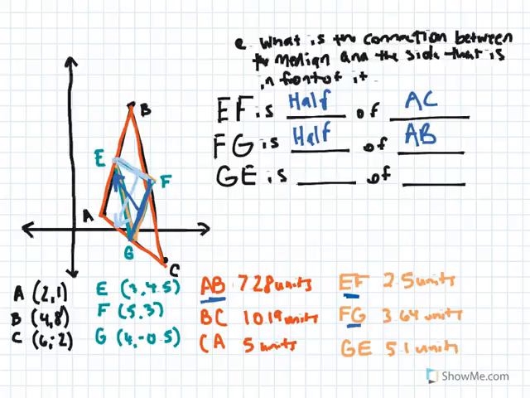And the same thing goes for the last median that we had to find, which was GE. So GE is right here. We're looking at the side that's across from GE, which is BC. The measure of GE is 5.1 units. The measure of BC is 10.19 units. If you multiply 5.1 times 2, you get 10.19. So GE is half of BC. And now we have uncovered a theorem in which mid-segments are half the measure of the line they are opposite from.